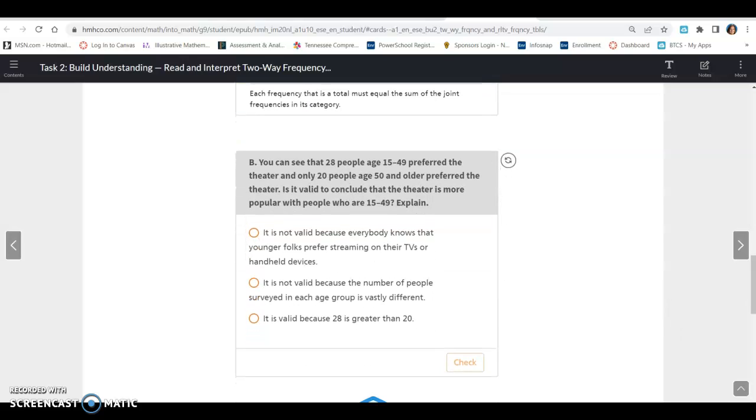All right, you can see that 28 people ages 15 to 49 preferred the theater and only 20 people ages 50 and older preferred the theater. Is it valid to conclude that the theater is more popular with people who are 15 to 49? Explain. This says it is not valid because everyone knows that younger folks prefer streaming on their TVs or handheld devices. It is not valid because the number of people surveyed in each age group is vastly different. And it is valid because 28 is greater than 20.